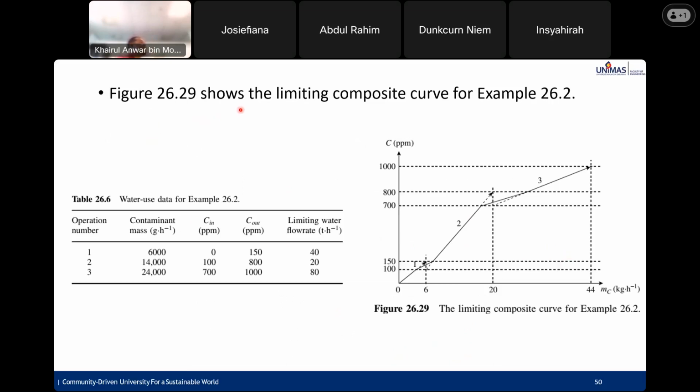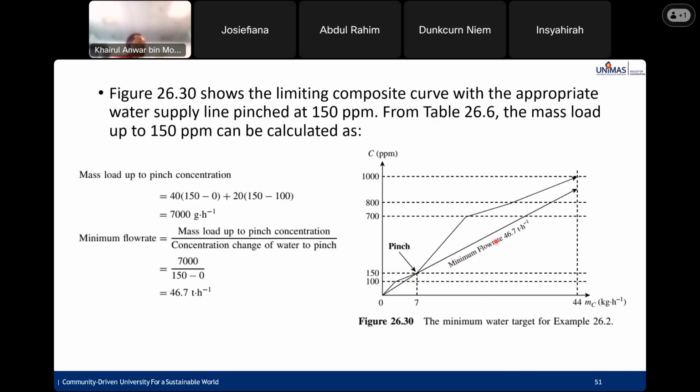Figure 26.29 shows the limiting composite curve for table 26.2. So this is the composite curve, and from the composite curve, we draw the minimum water supply line. So you can determine the flow rate is 46.7. How do you know 46.7? It is actually 7,000 divided by 150.